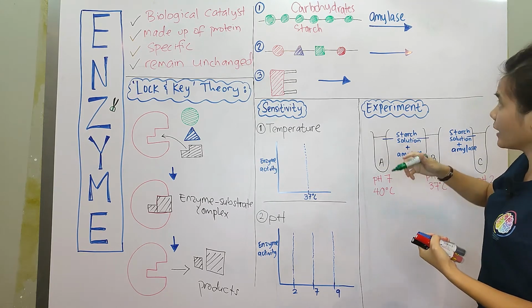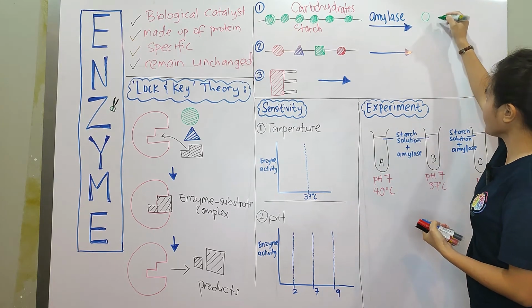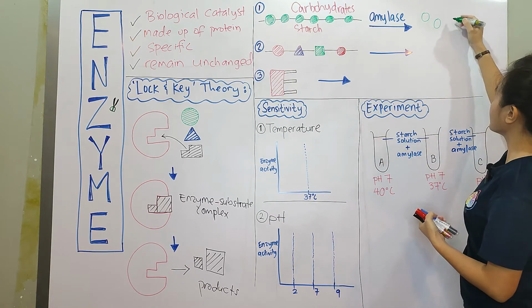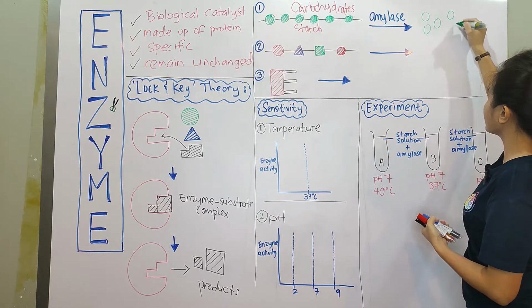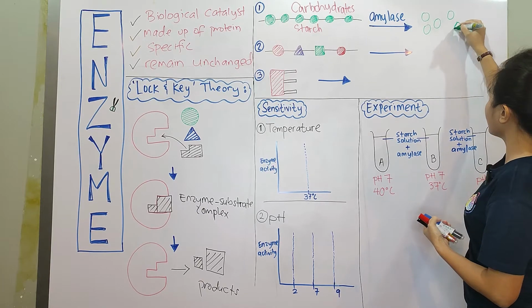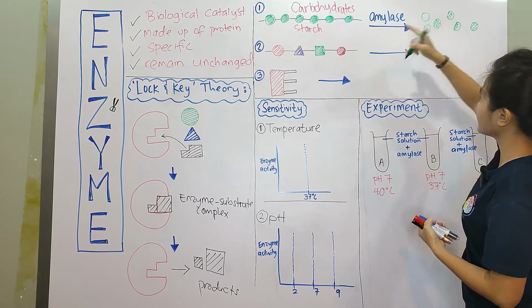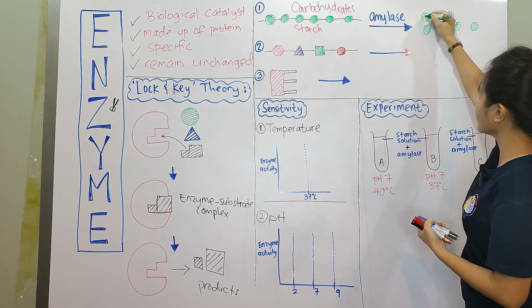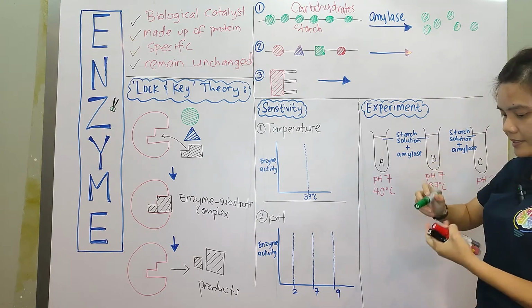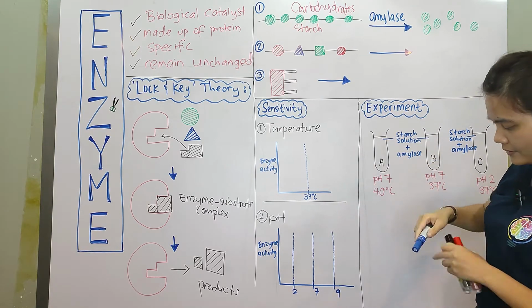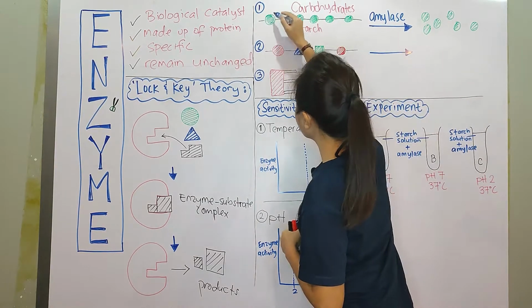Okay, so now you have 6, 1, 2, 3, 4, 5, 6. So now the black chain is broken down. Okay, it's cut. Like I say, enzyme is like a scissor. So it is broken down, cut.